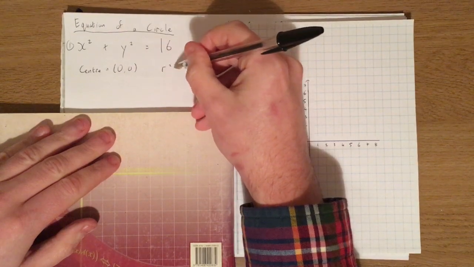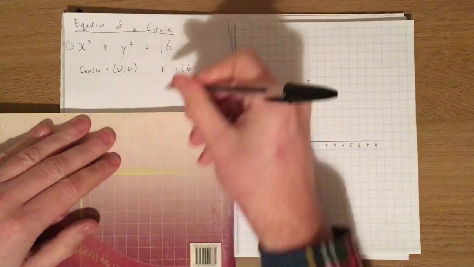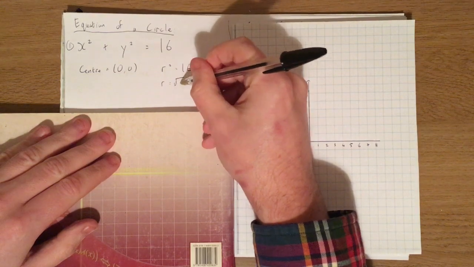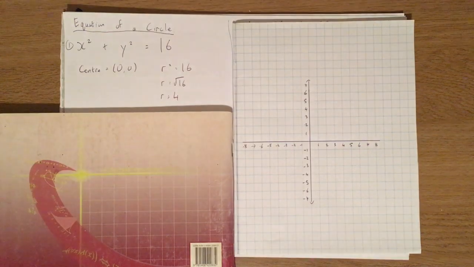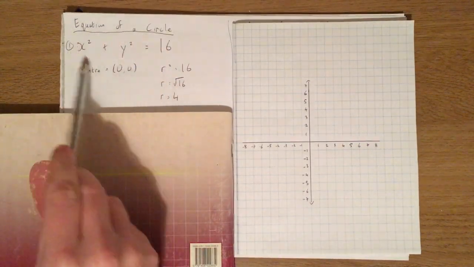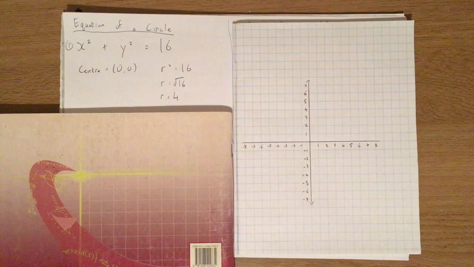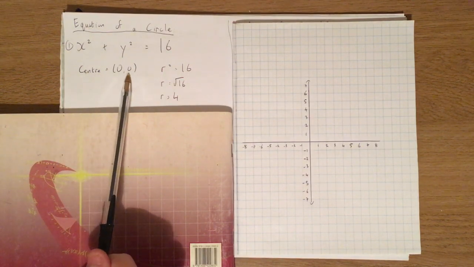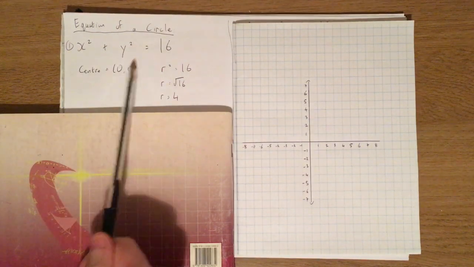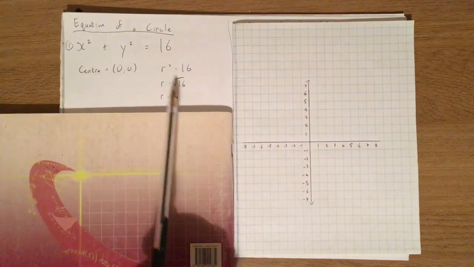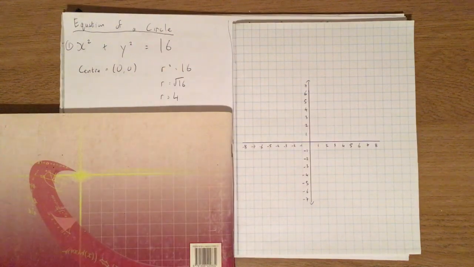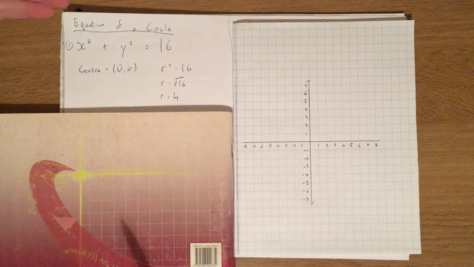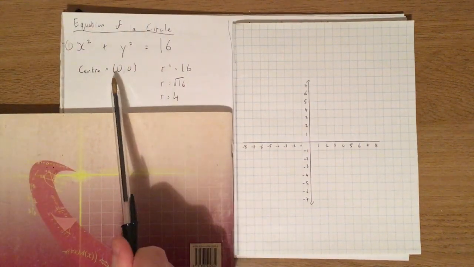So the radius squared here is 16, which means the radius is the square root of 16, so the radius is 4. If they give me the equation of a circle, x squared plus y squared equals 16, I know the center is (0, 0) because the left hand side is just x squared plus y squared, and I know the radius is 4, because the number on the right hand side is the radius squared, the r squared.